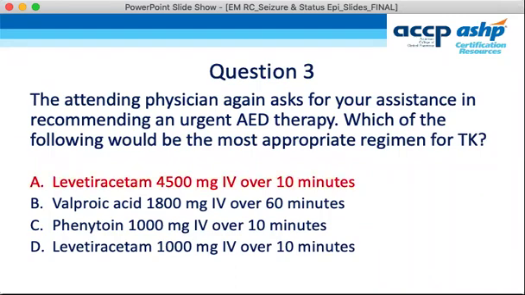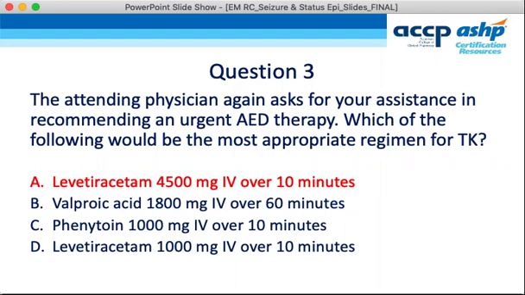So A is going to be our best choice here. Levetiracetam at a dose of 4,500 milligrams, as it's dosed at 60 mg per kg and given over 10 minutes. Levetiracetam is a good option, right? Unfortunately for answer choice D, that is too low of a dose. Remember, we want to give 60 mg per kg.